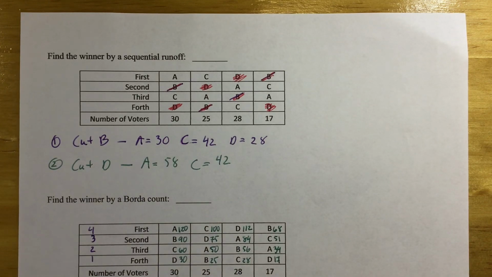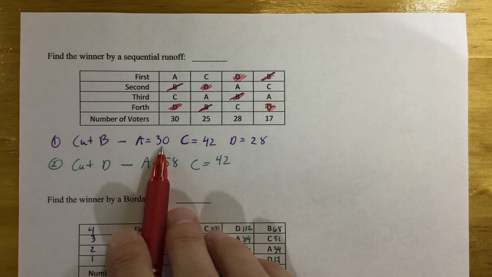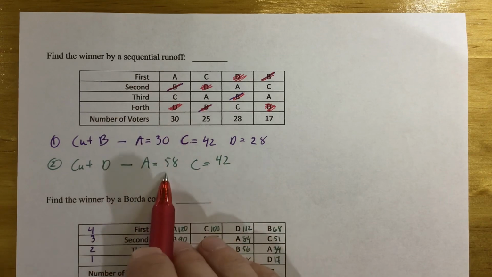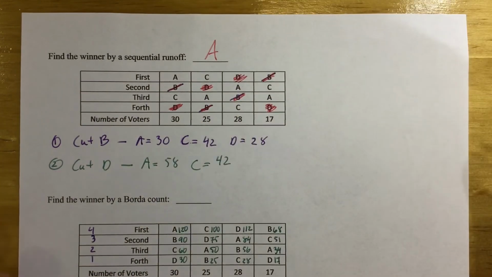So A was the plurality at the beginning, not a good selling point for winning with only 30 votes, but if you do the sequential runoff, then A ends up picking up enough votes to be the winner.